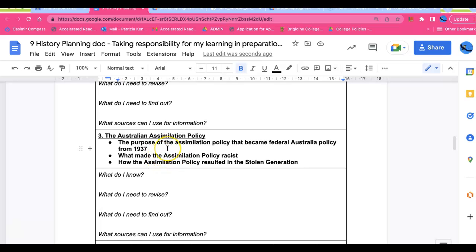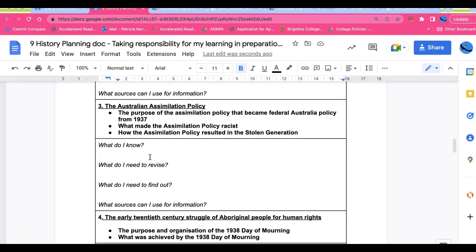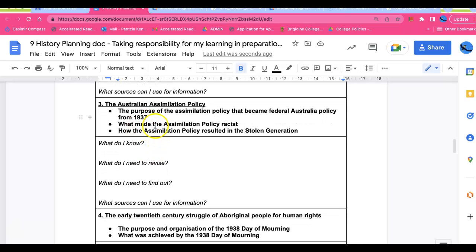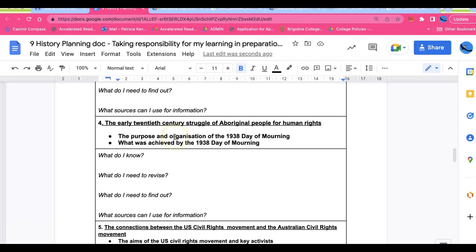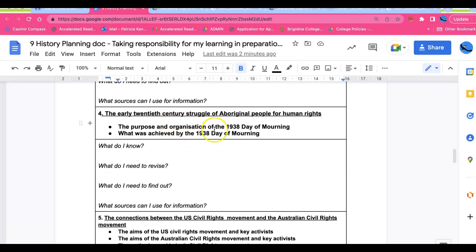The Australian assimilation policy. This is extremely important. This was a policy that became federal Australian policy after 1937, although children had been stolen before 1937. Okay, what made the Australian policy racist? How the assimilation policy resulted in the stolen generation. You fill this in. The early 20th century struggle of Aboriginal people for human rights.